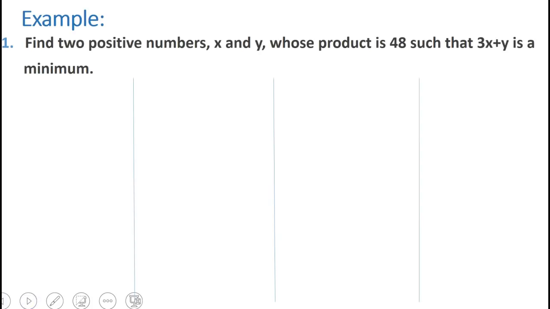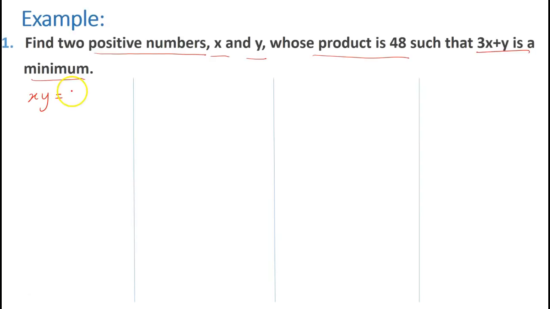We will look at two examples. So in example number 1, we need to find two positive numbers, x and y, whose product is 48, such that 3x plus y is a minimum. Okay, so based on the question, we know that the product of x and y is 48. So we have x times y equals 48.